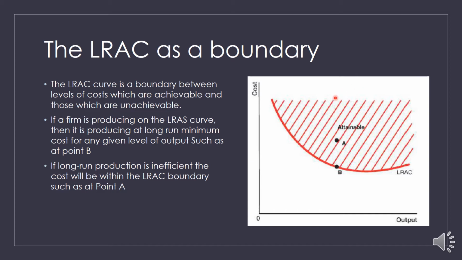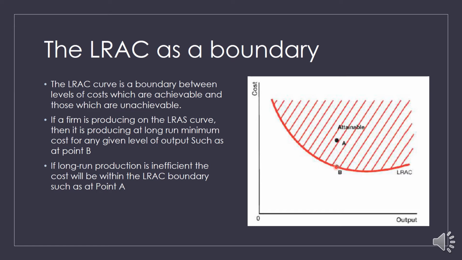Did you get the idea? What is the lowest possible cost of production? It is point B. Here a firm is producing on the LRAC curve, on the long run average cost curve. Then it is producing at the long run minimum cost for any given level of output, such as point B. We can say this is the minimum possible cost.